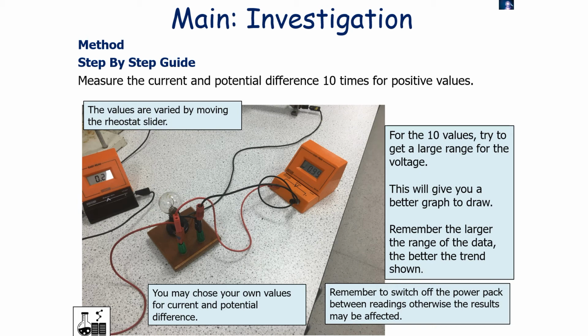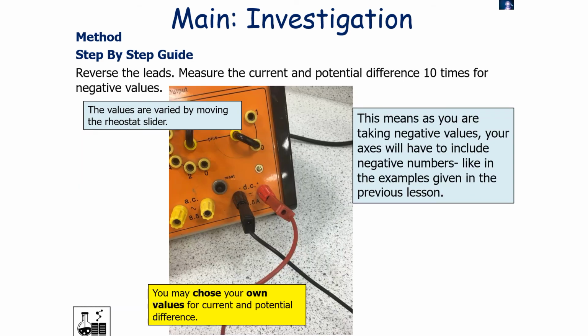Now remember, the larger the range of data, the better the trend shown, and also remember to switch off the power pack between the readings, otherwise the results may be affected. What you would then do is you would reverse the leads and measure the current and potential difference 10 times for the negative values. This means you're taking the negative values, so therefore the axes of your graph will need to include these negative numbers. So you'll need to think about what type of graph you would draw.